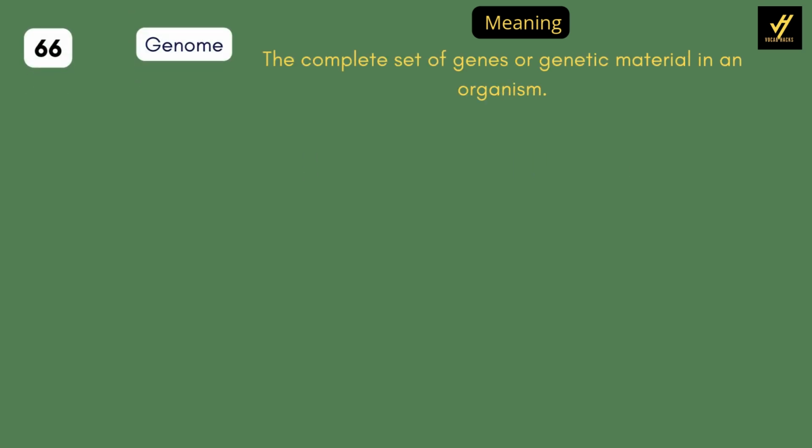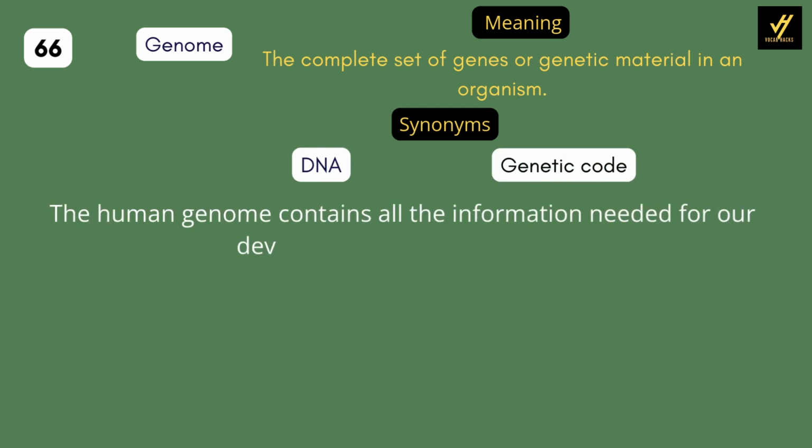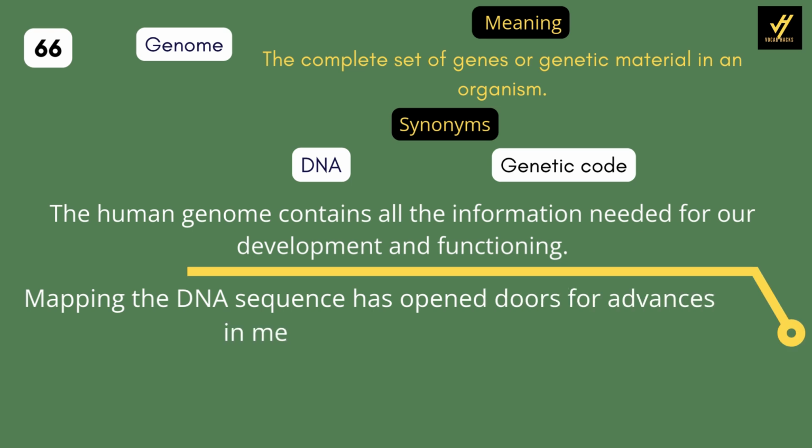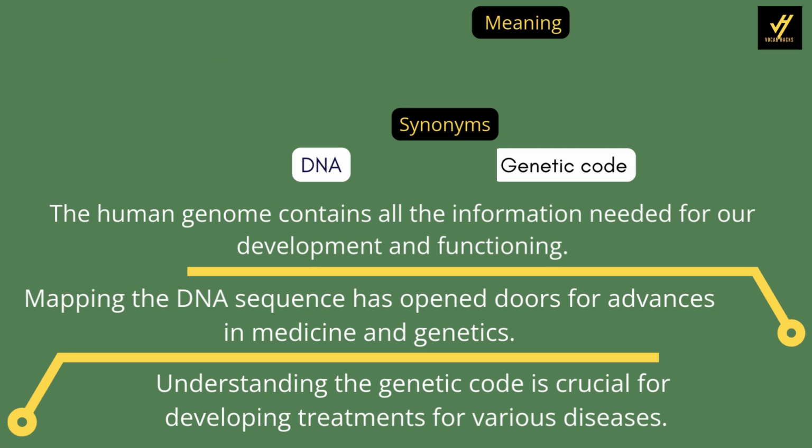Genome, the complete set of genes or genetic material in an organism. DNA, genetic code. The human genome contains all the information needed for our development and functioning. Mapping the DNA sequence has opened doors for advances in medicine and genetics. Understanding the genetic code is crucial for developing treatments for various diseases.